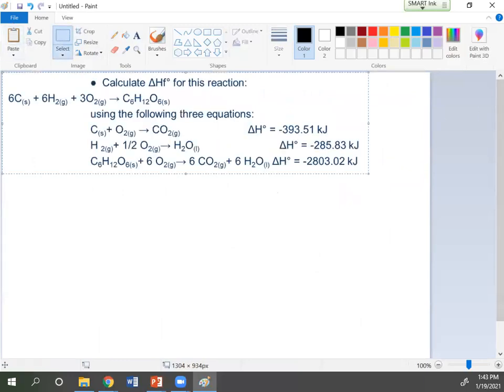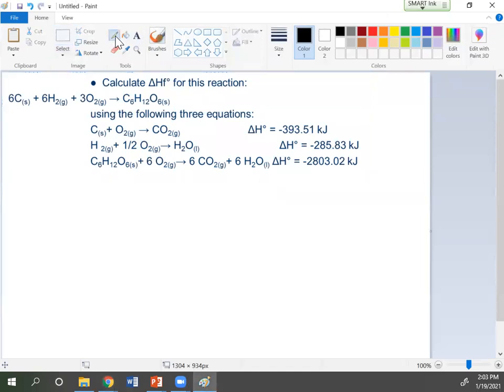Next reaction. So here's our equation. Okay. So let's go look at these. What I need to do to the first equation? Multiply by 6. Why? To get 6 carbons. I need 6 carbons, so I'm gonna multiply by 6.